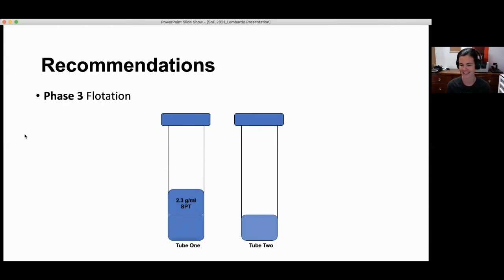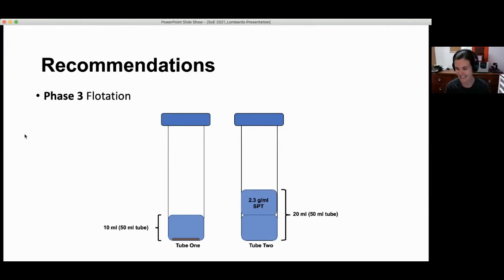You can click again. For a second time, 10 mils is transferred into tube two, and another 15 mils of SPT at 2.3 is added. And we now have 25 milliliters of 2.3 SPT in our tube one and 20 mils in our tube two.